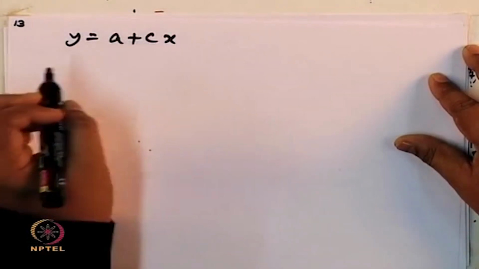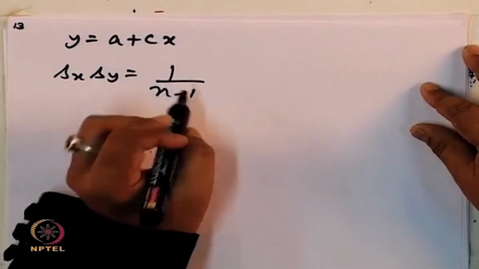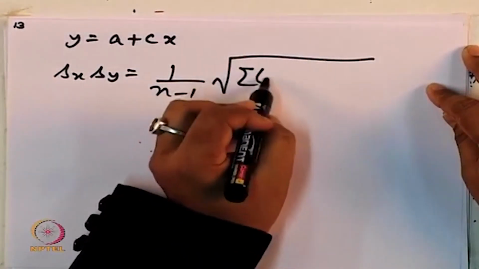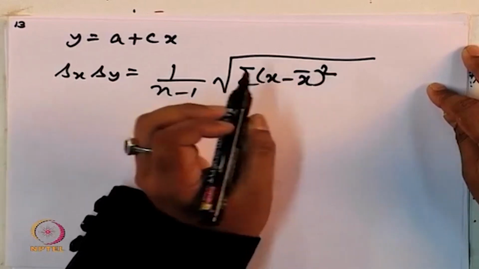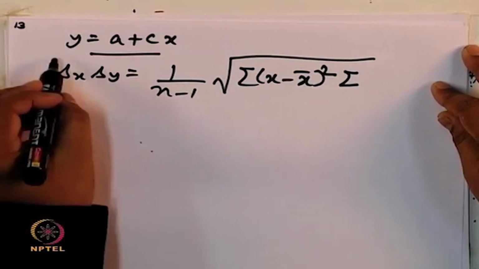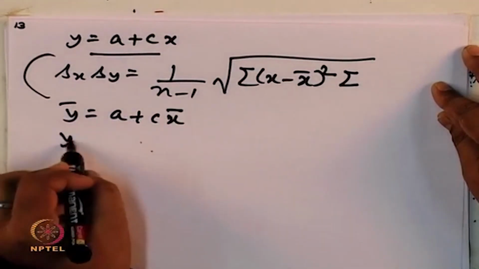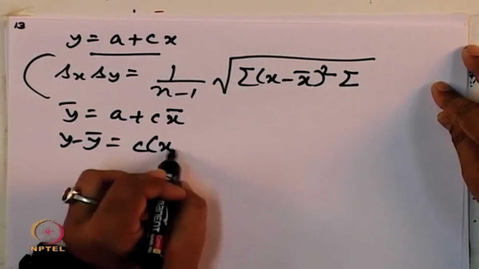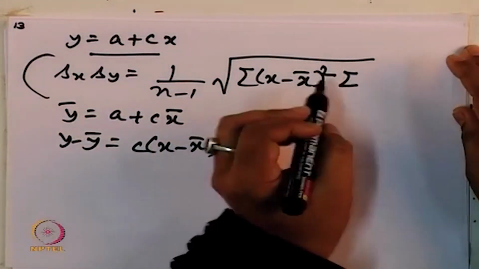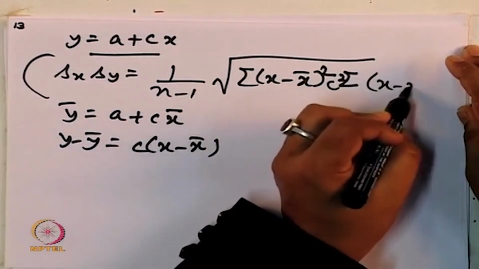Okay. If this was true, then I again know y is equal to a plus cx. So, my Sx into Sy will be 1 by n minus 1 into root of summation x minus x bar whole square into summation of y minus y bar whole square. Again, I know y bar is equal to a plus c x bar. So, y minus y bar is equal to c of x minus x bar. Okay. So, I can put c outside: c square into x minus x bar whole square.